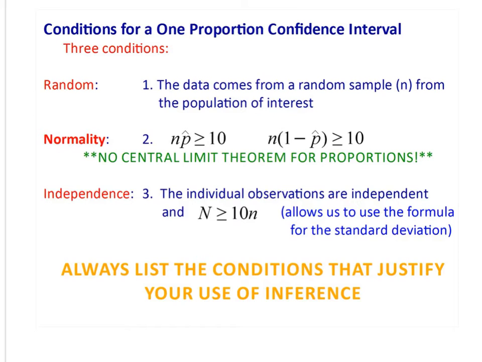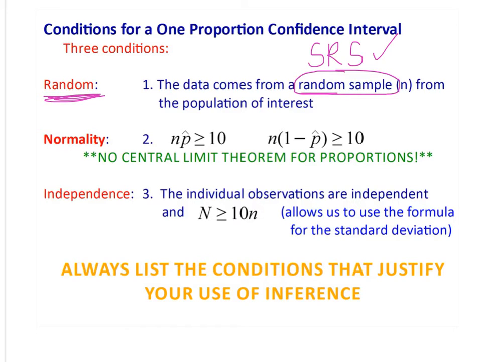The first condition is the random condition. So the data has to come from a random sample. We also sometimes see that as an SRS, a simple random sample, from the population of interest. So whenever I'm reading a problem, I need to see, is it random? Does it say that somewhere in the problem? Or does it say SRS? And if it does, that condition is met.